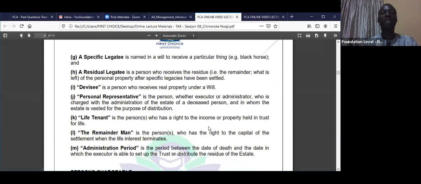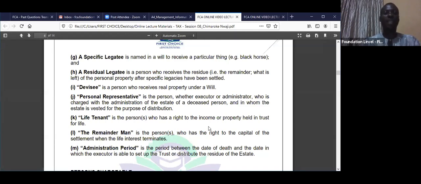Personal representative is a person, whether executor or administrator, who is charged with the administration of the estate of a deceased person and in whom the estate is vested for the purpose of distribution. So it is this person that is a personal representative of the deceased, or the personal representative of the one who created the trust or of the settlor. He is a personal representative. He is the executor, the administrator, the one who will see that the will of that deceased person is being discharged to the letter. He is the one who will liquidate all the estates and ensure that payments are made.